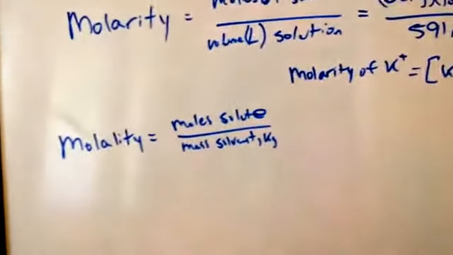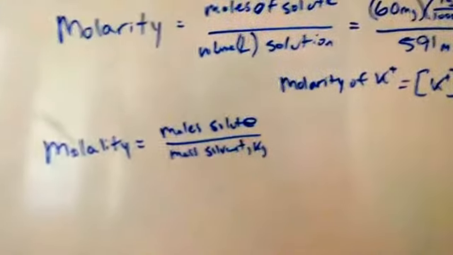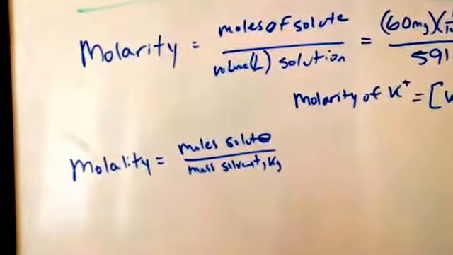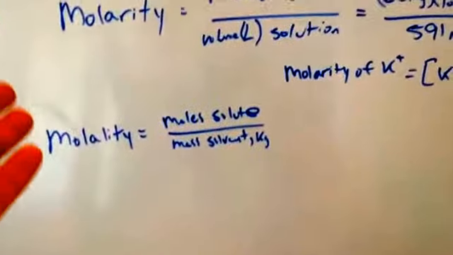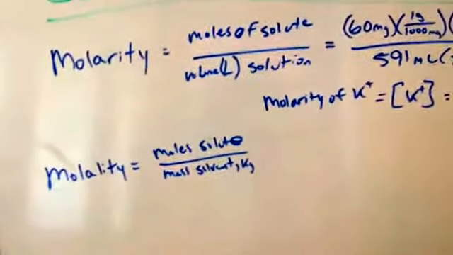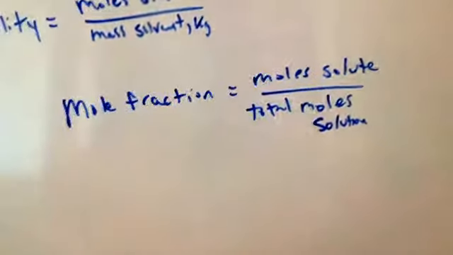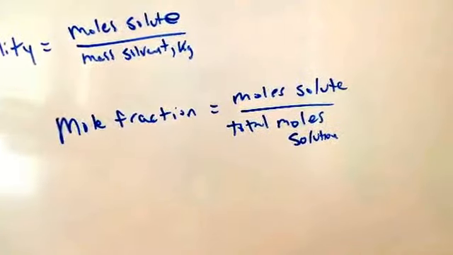Now, one more example where we take moles of solute. We've seen molarity and molality. One other way we can do it is to look at the mole fraction. A mole fraction is simply a fraction of the moles of solute over the total number of moles of everything in the solution. Let's write that out as an equation: mole fraction equals moles of solute over total moles of solution.